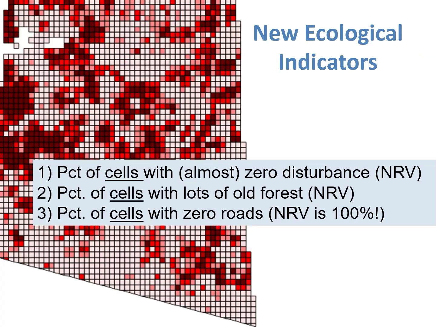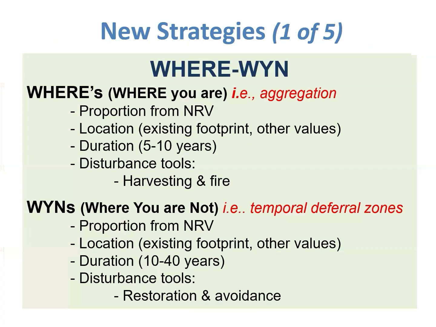And then for number 3, we capture road density, but what we really want to capture is the number of cells that don't have any roads or have a small proportion of roads in them. If we're everywhere all the time, it means we have roads everywhere all the time. So this is another indicator that I added.